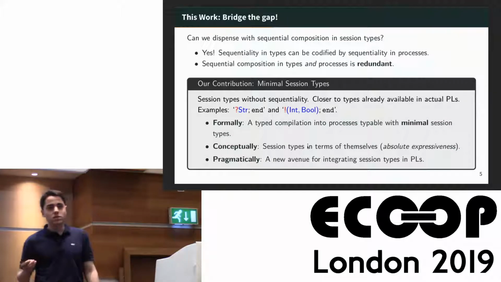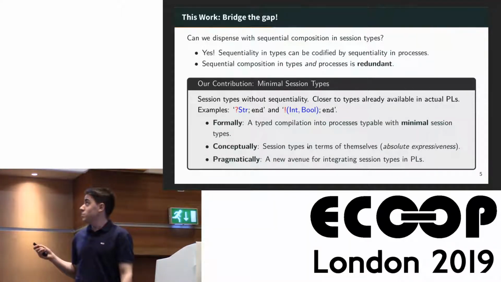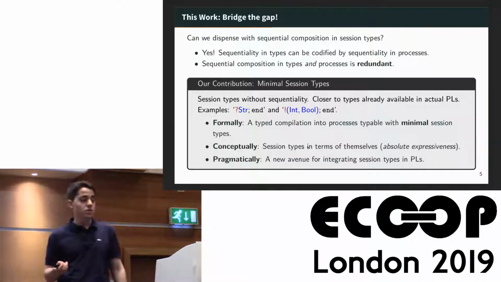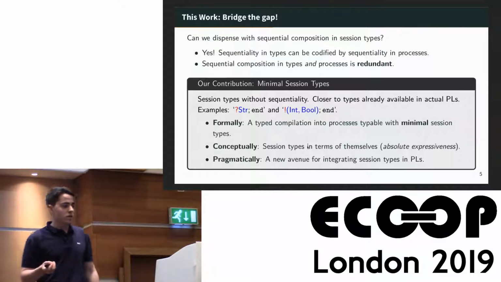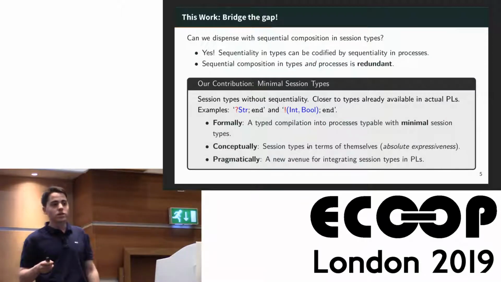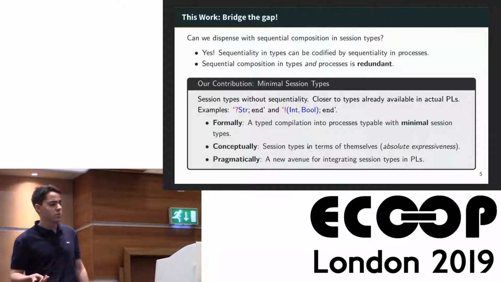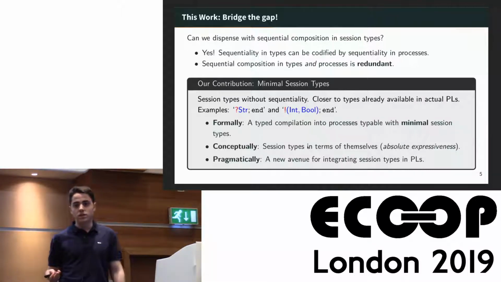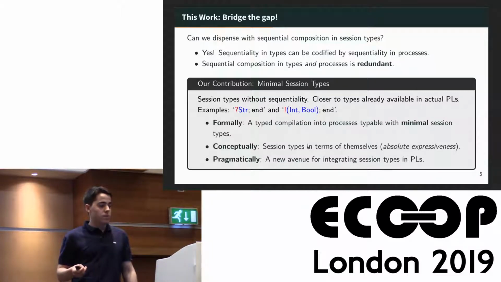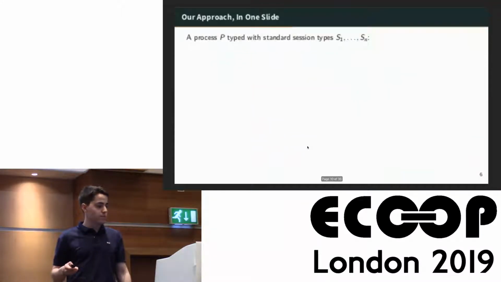So our work can be seen from 3 different perspectives. Formally, we provide a typed compilation of session type processes into processes that use only minimal session types. From a more conceptual standpoint, this work presents, to the best of our knowledge, the first study of absolute expressiveness of session types. That is, we explain session types in terms of themselves. And more pragmatically, this can present a new way of integration of session types into actual programming languages.